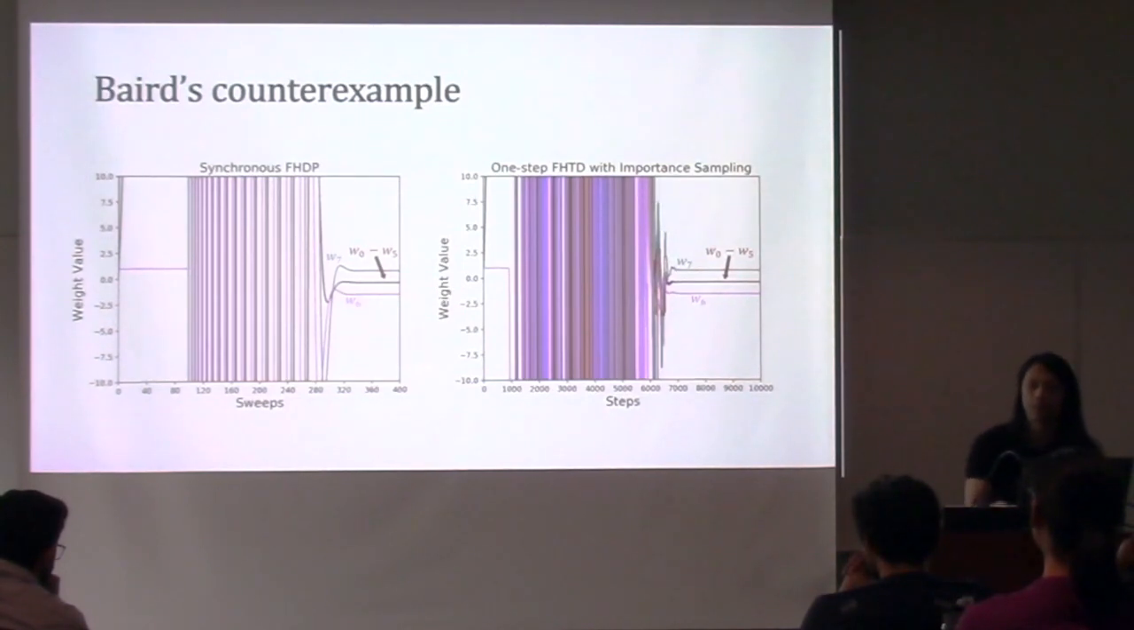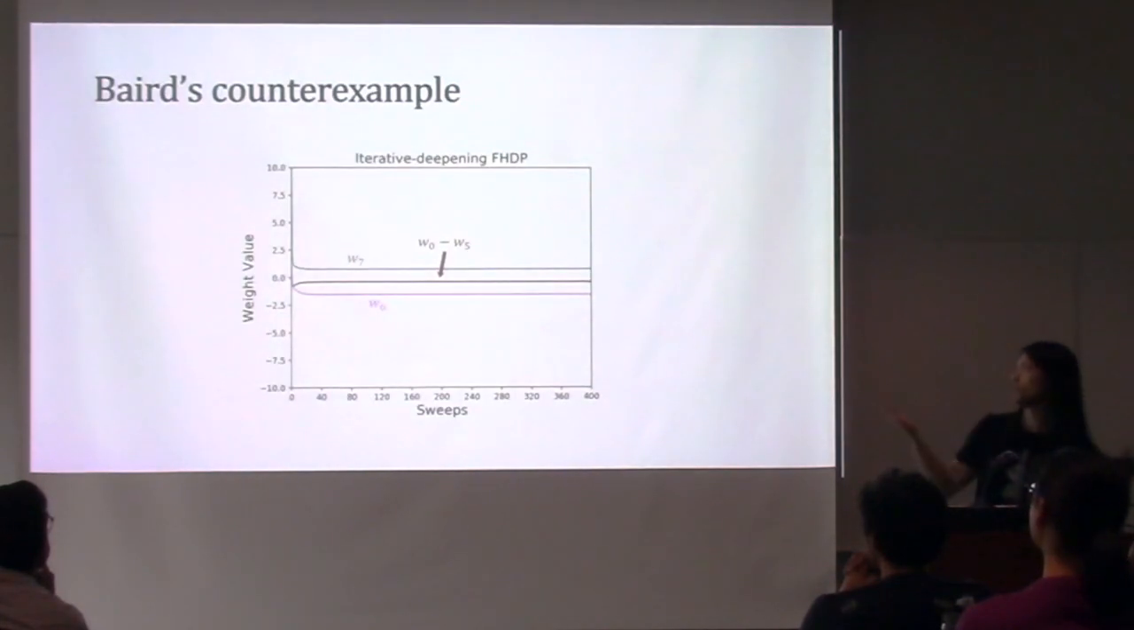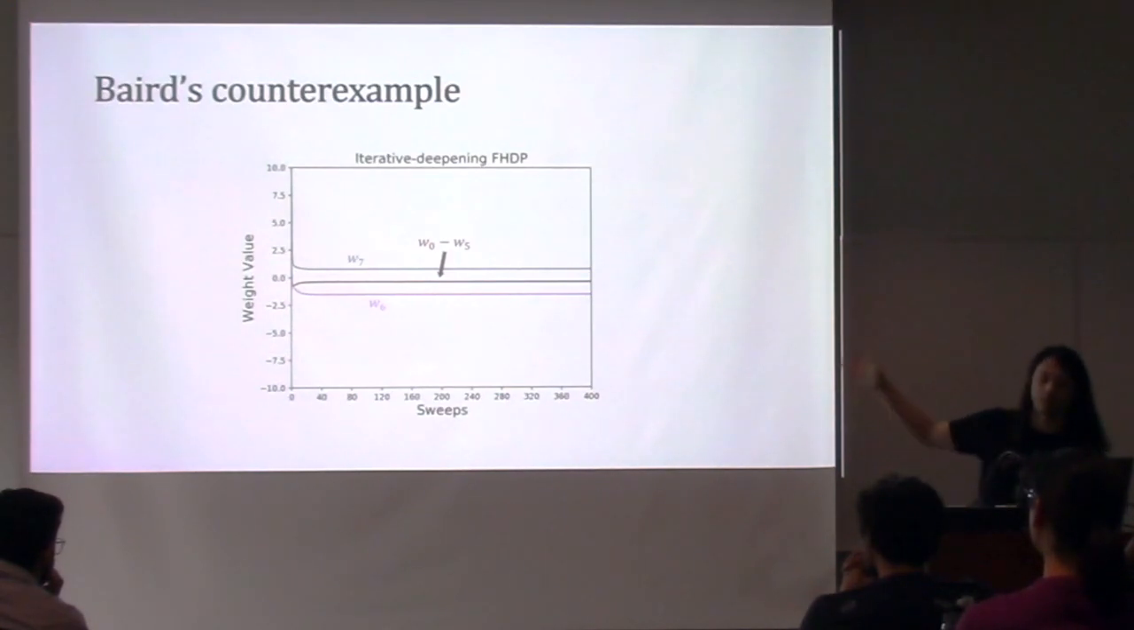And if you do iterative deepening, where you slowly increase the horizon you're updating, it converges immediately. And this is performing the same number of updates as the synchronous updating, but it organizes the updates in a more clever way that lets it learn a lot quicker. So maybe there's something here, but I didn't really look too far into it.